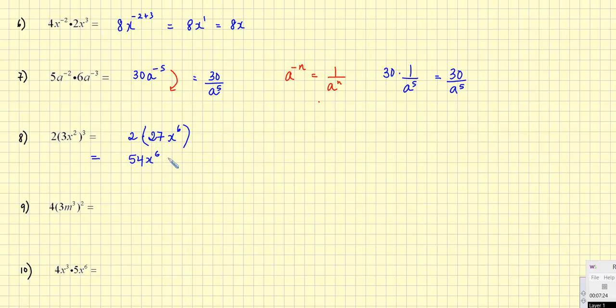If I look again at the next one, very similar to number 8, the previous one. So we have 4 times 3 squared, which is 9, and m cubed squared will give me m to the power of 6. I now multiply 4 times 9, which gives me 36m to the power of 6. And the last one down here on this page, we have 4x cubed times 5x to the 6th, so that should be quite obvious: 20x to the power of 9.